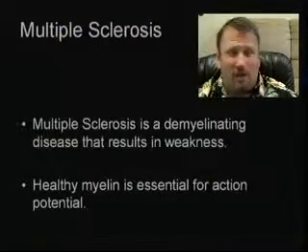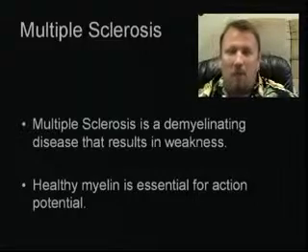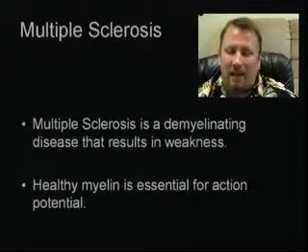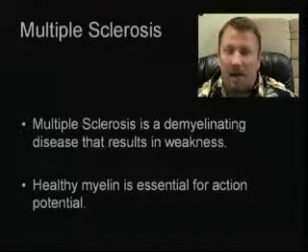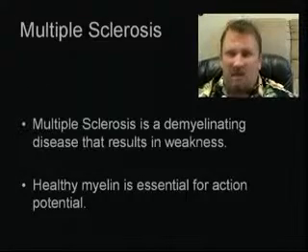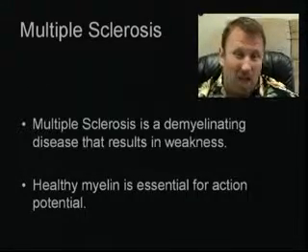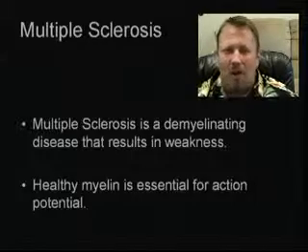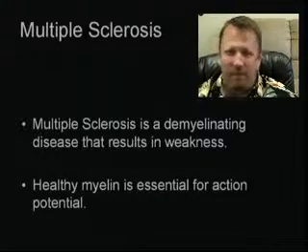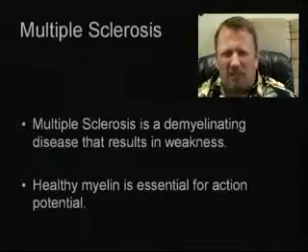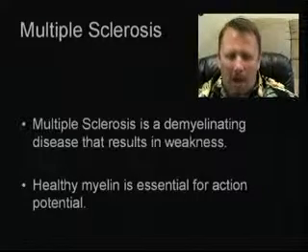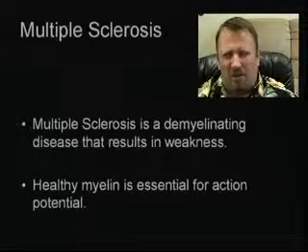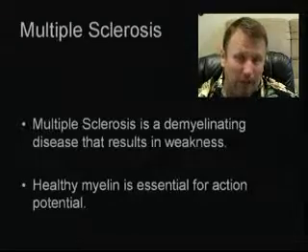Which brings us to a disease called multiple sclerosis. Multiple sclerosis is a demyelinating disease that results in weakness and other problems as well. Because healthy myelin is essential for nerve conduction and action potential, diseases like multiple sclerosis that destroy myelin can result in all sorts of neurologic problems, including weakness.